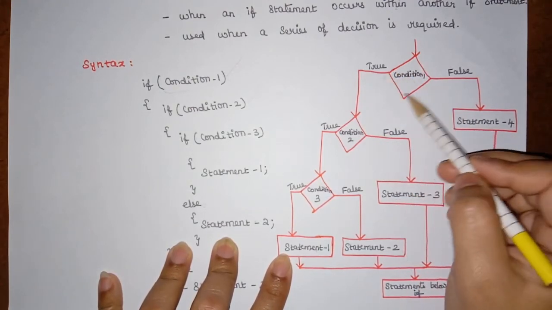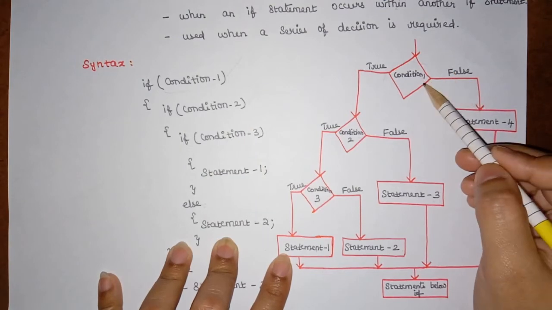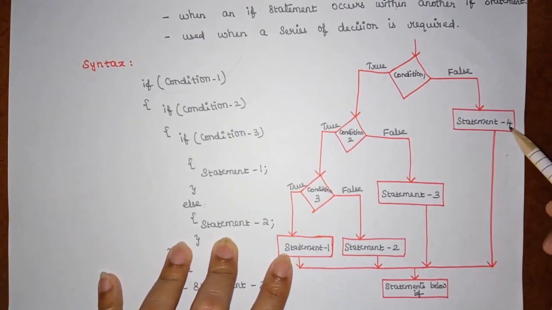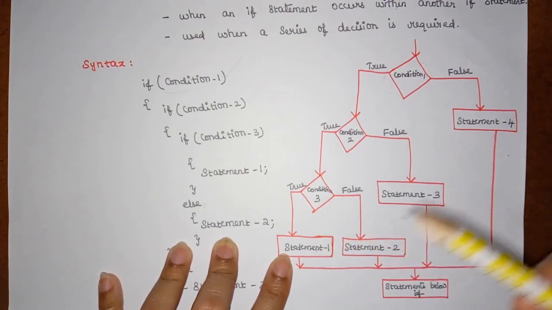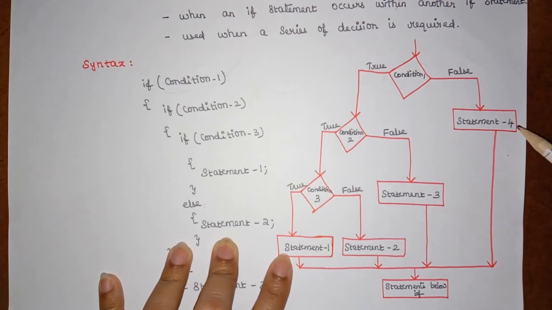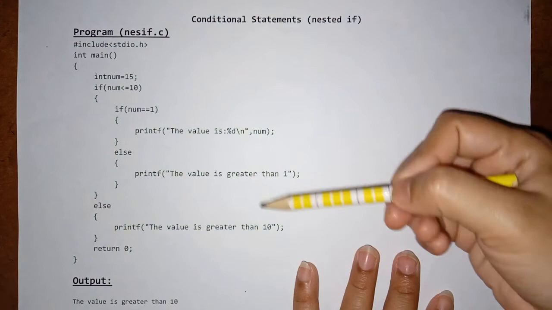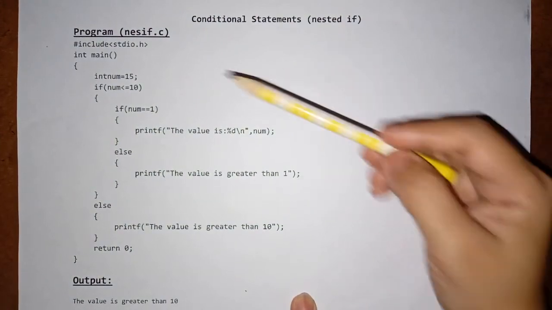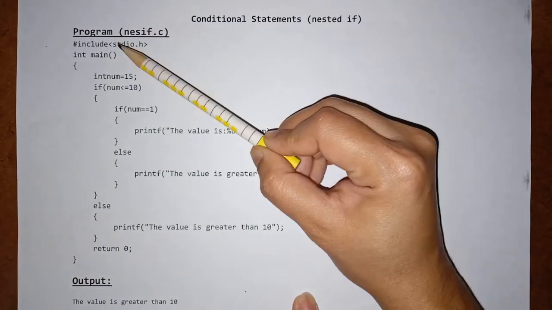When the condition becomes false here itself, it executes statement 3. Again, if the outer block itself gives us the result false, then it will execute statement 4. So whether the condition is true or false, after executing the statement, finally the statements below the if block, or outside the if block, will get executed. This is the example for nested if, starting with the header file, then the main function.